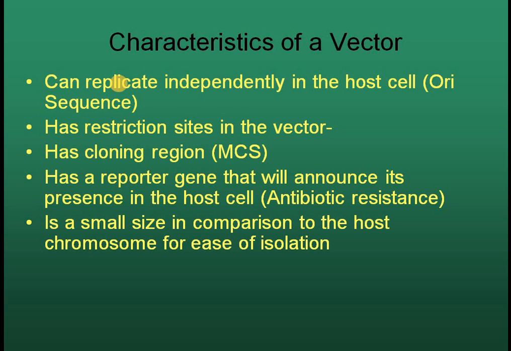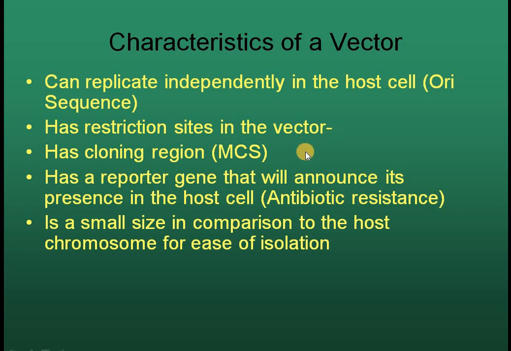Then what are the characteristics of a vector? What is the ideal characteristic of a vector? It must have an origin of replication, also called the ORI sequence, so it can replicate independently. Then it has a restriction site. Your vector is nothing but circular DNA, so you have to cut it, and every restriction enzyme will act on it, so it must have a restriction site to be cut.